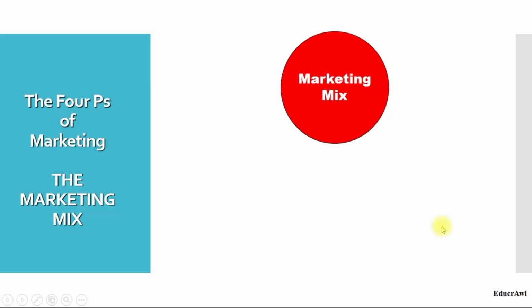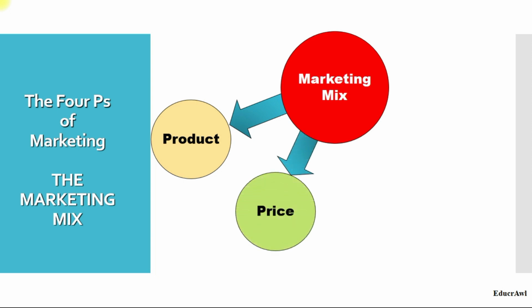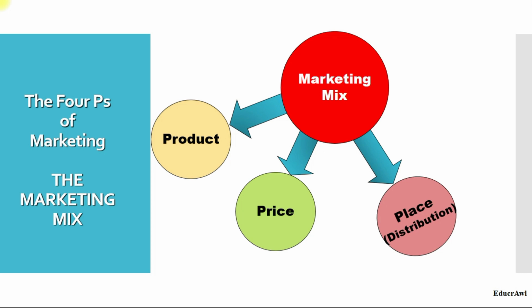The 4Ps of marketing. The marketing mix. The first P, product. The second one, price. The third one, place or distribution. The fourth one is promotion. You can see here the first P is product, second one is price, third one is place, and the fourth one is promotion. These are the 4 P's of marketing.